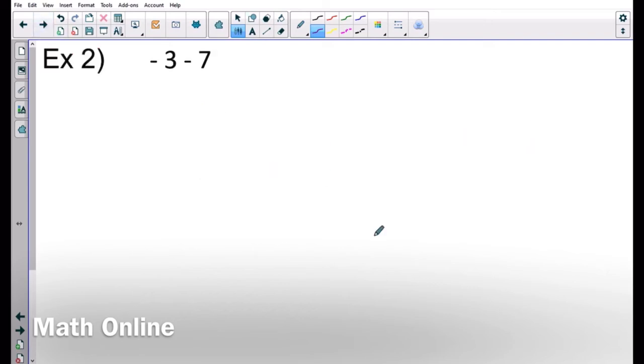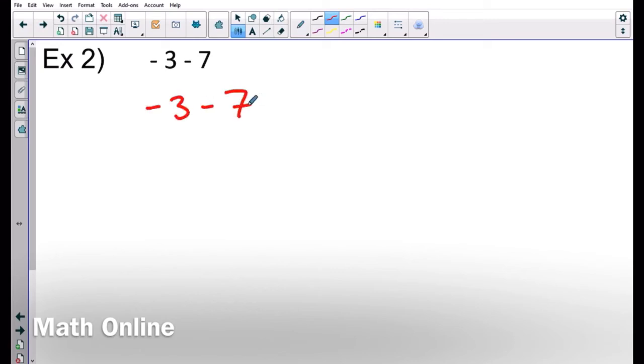All right, now we have example number 2. Now, example number 2 is a little bit easier. Hopefully, you guys find it easier and are able to see how to work this out, okay? So here we go. Example number 2. I'm going to rewrite the scenario here. I actually love writing the questions. So, -3 minus 7, okay? That's what you have here.